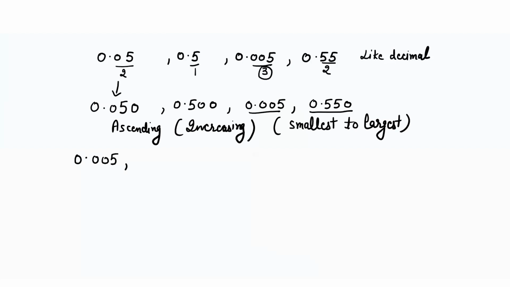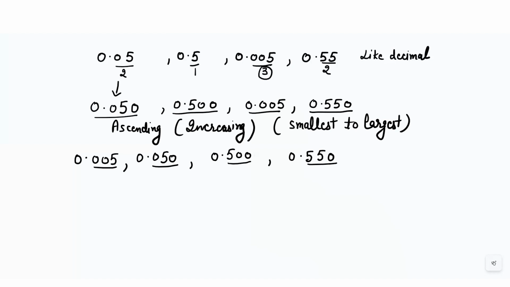0.005. It will come first. Then we will have 0.050. Then we will have 0.500. Then we will have 0.550. So if you see, this is 5 after the point, this is 50 after the point, this is 500 after the point, this is 550 after the point, okay? But we will read it as 0.005. It is not 5 exactly. I'm just telling it for your understanding.